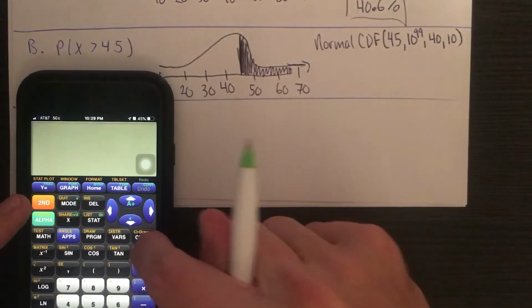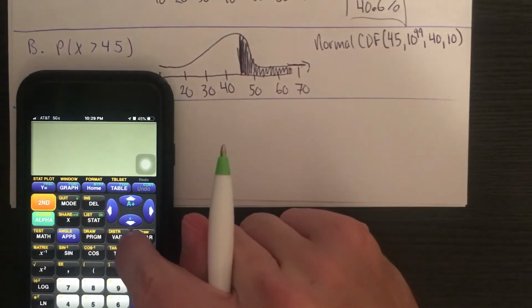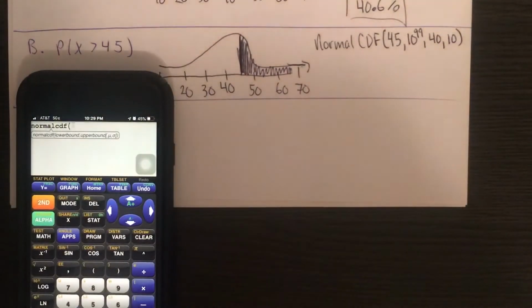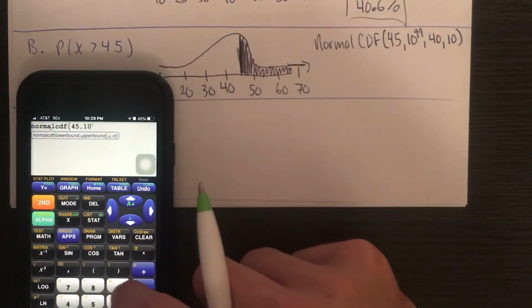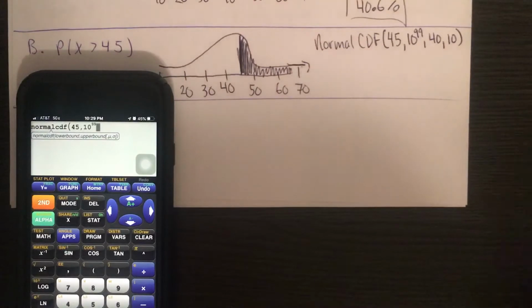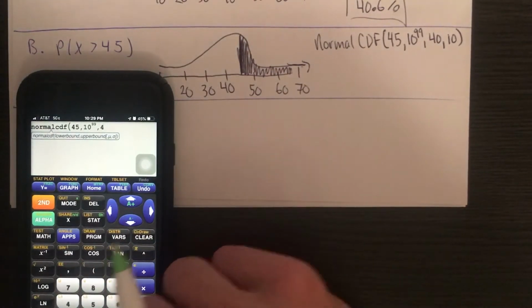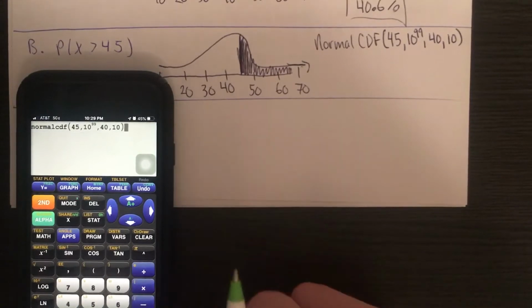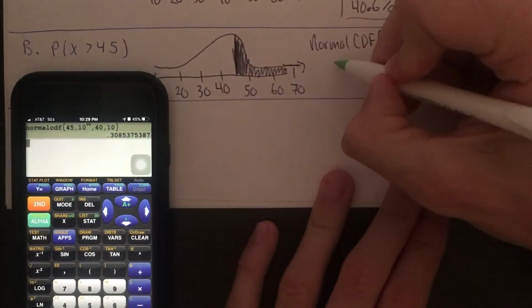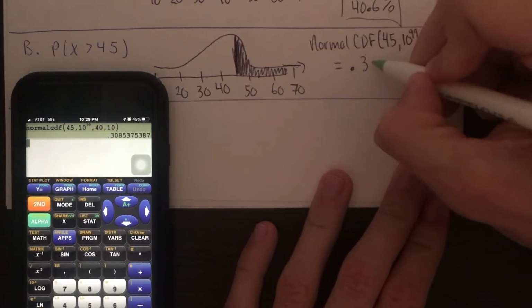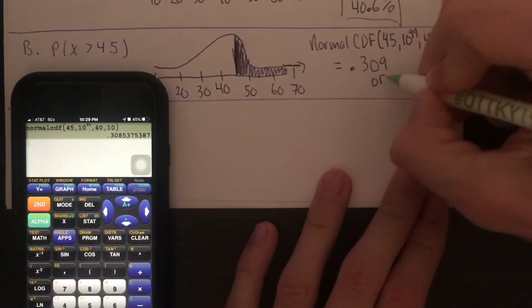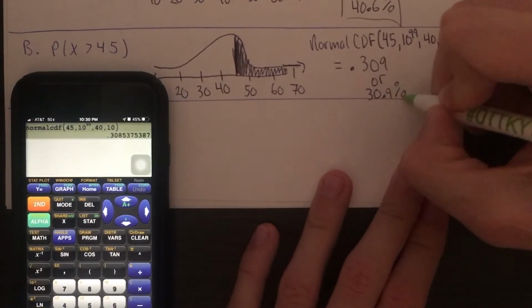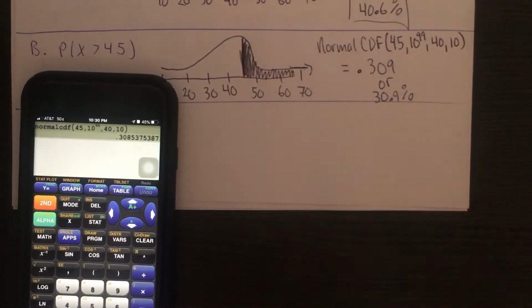So again, to hit that, you hit second, and you go to distribution under vars, and we're going to normal CDF. We're going to do 45, comma. That's the lower bound. The upper bound is 10 to the 99th power. That's a very large number. We're going to do 40, and then a standard deviation of 10. So if you evaluate that, that's approximately 0.3. We're going to round that to 0.309, or 30.9% of observations here are greater than 45, given what we know.